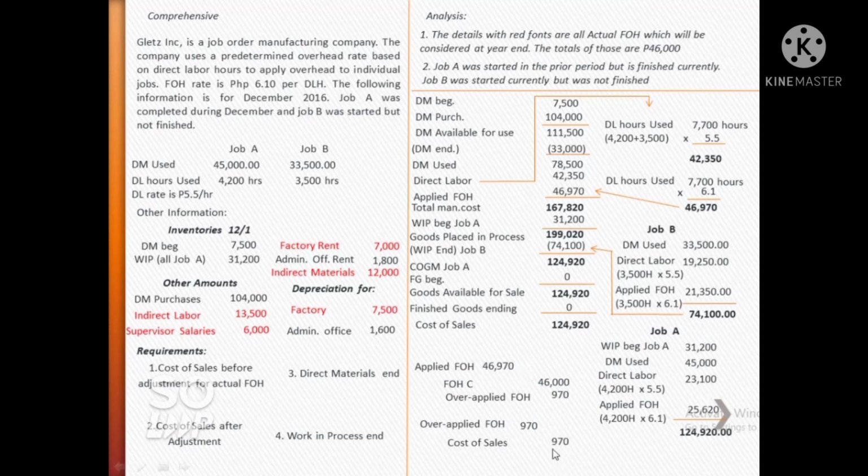Now, this 970 will be deducted on the cost of sales. Why? Because the cost of sales normal balance is debit, and according to here, it should be credited. So since they don't have the same normal balance, you deduct 970 from 124,920, and then we have the cost of sales adjusted, 123,950. So if we're going to go back to the requirements, the cost of sales before adjustment for actual factory overhead is 124,920. The cost of sales after adjustment is 123,950. The direct materials end is 33,000, and the work in process end is 74,100.